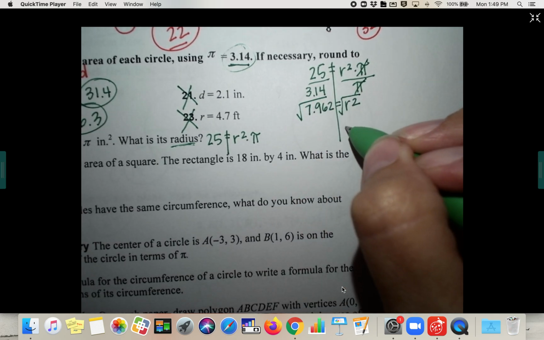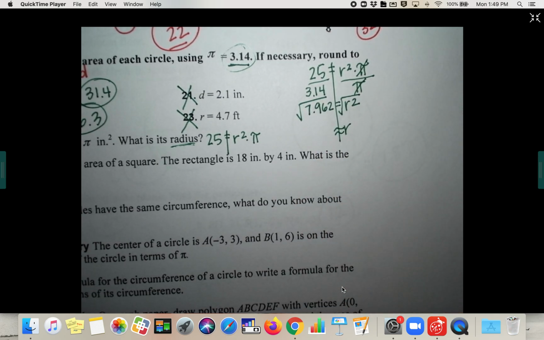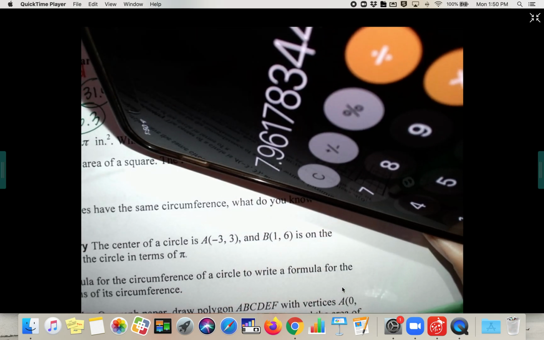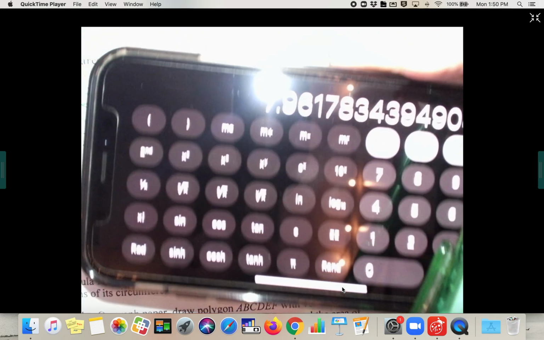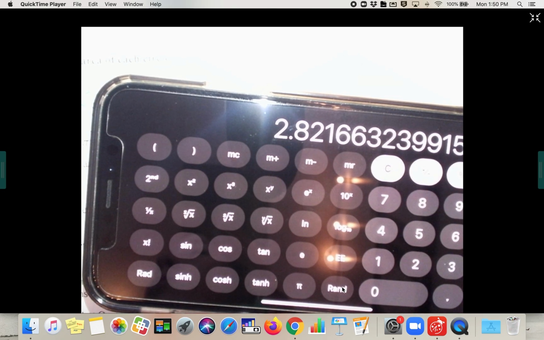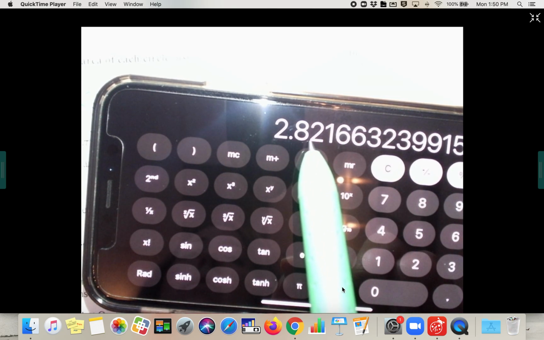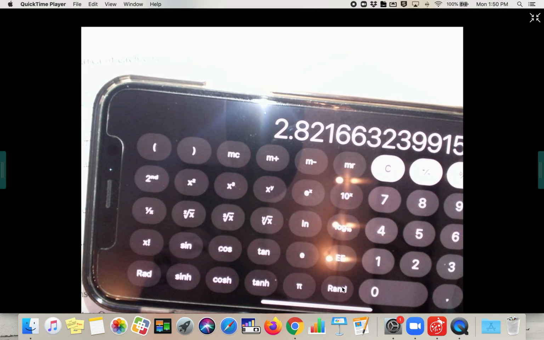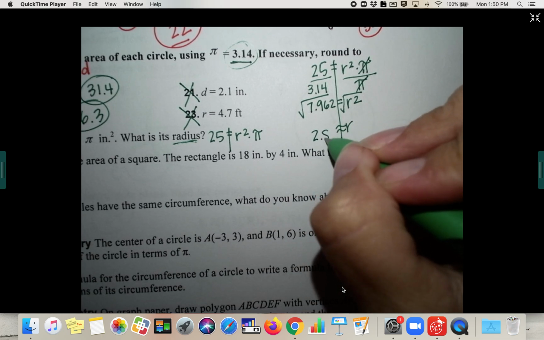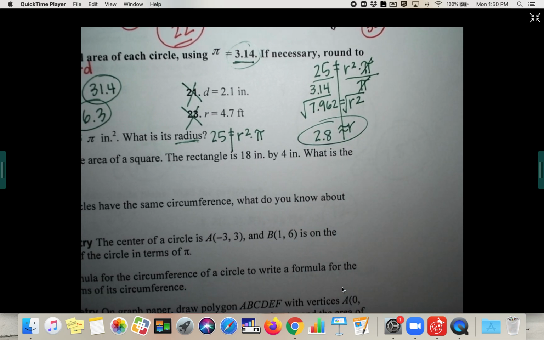So we're going to square root both sides. And actually, if you still have that long number on your calculator, just leave it there. And let's go to the square root button. And it looks like it's about 2.82. So since we're rounding it to the tenths place, it would just be 2.8. So it's about 2.8 for the radius on number 24.